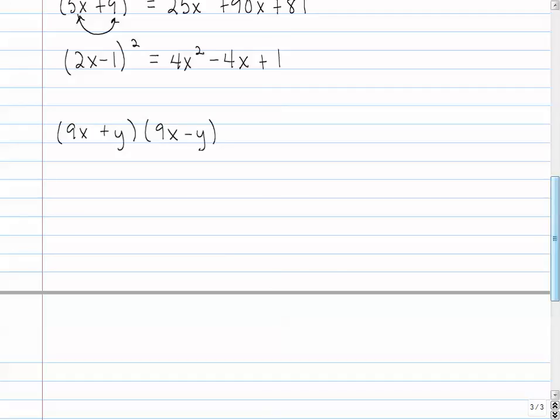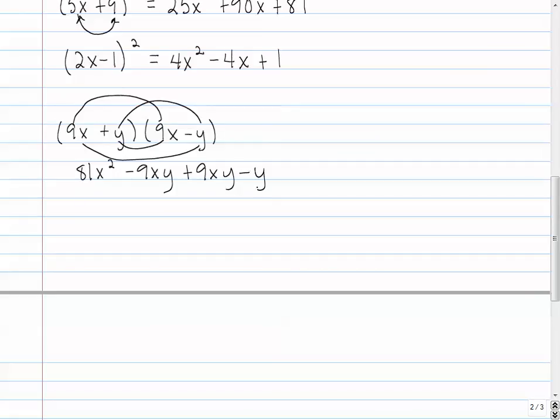Now let's just do it using the FOIL method, because you can do that. So if we use the FOIL method, 9x times 9x is 81x squared. When you multiply the outer ones together, 9x times negative y is negative 9xy. The inner ones, y times 9x is plus 9xy. And then last times last is minus y squared. Now those middle two are going to cancel out, because negative 9 plus 9 is 0. So that cancels out. So you just have 81x squared minus y squared.